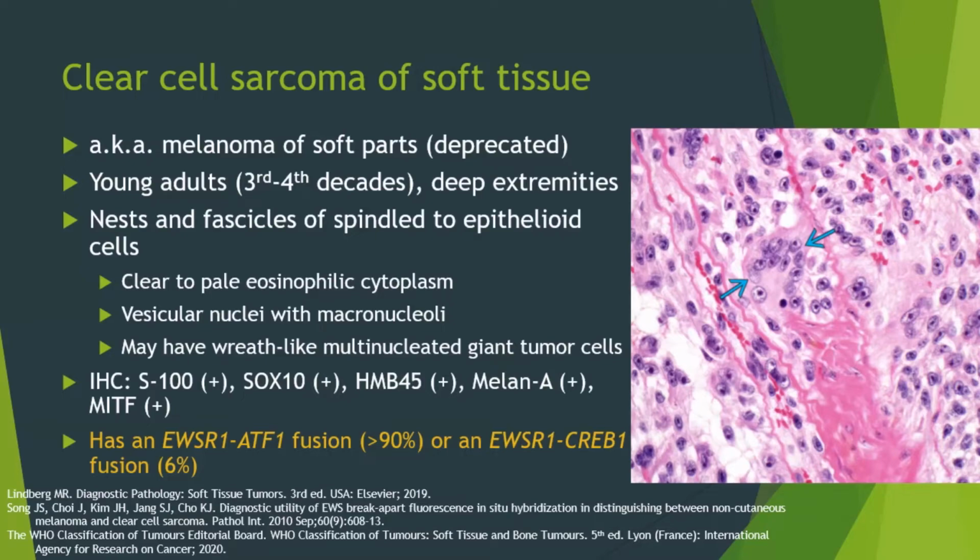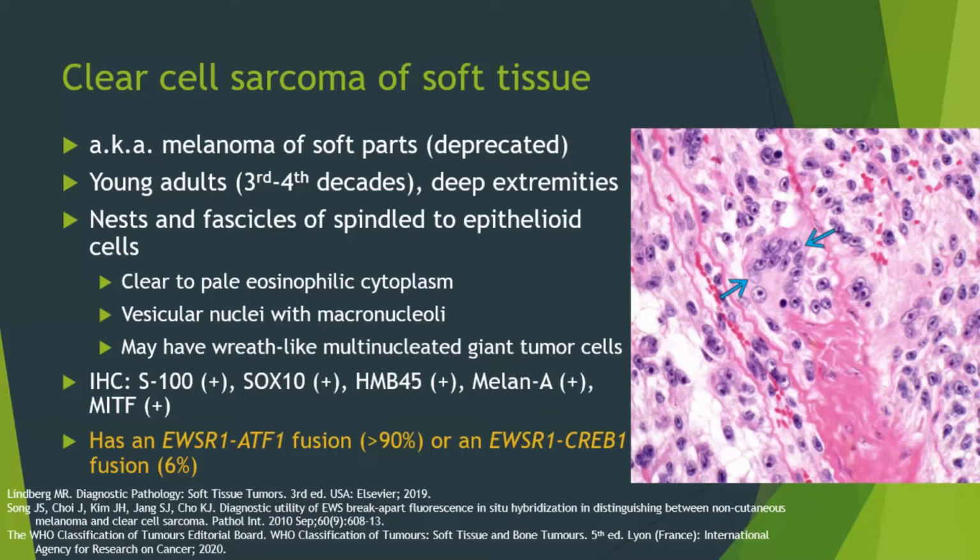Now, clear cell sarcoma of soft tissue is a translocation sarcoma and it's associated with EWSR1-ATF1 fusion in a majority of cases. Now, since it's a translocation sarcoma, we can expect that the cells in clear cell sarcoma of soft tissue would be more uniform. But again, as we all know, melanoma is a great mimicker, so we can't really rely on that feature.